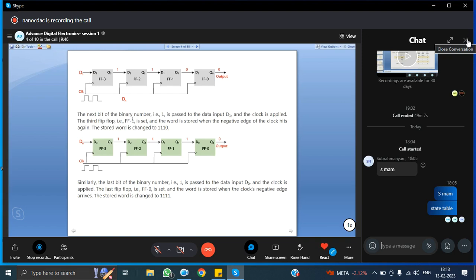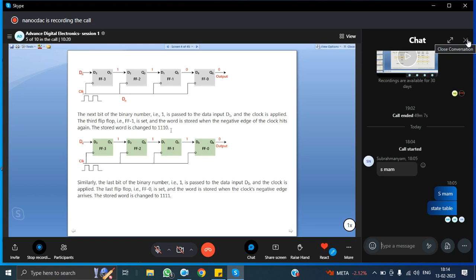The next bit of the binary number, that is 1, is passed to the data input. Again this 0 is shifted here, this 1 is shifted into this flip flop, 1 is shifted here, and D3 will take the new value. Similarly, the last bit of the binary number is passed to data input 0, and the clock is applied. The last flip flop is set to 0.